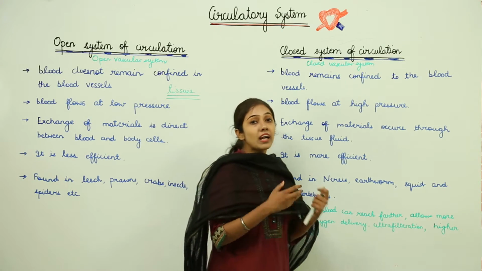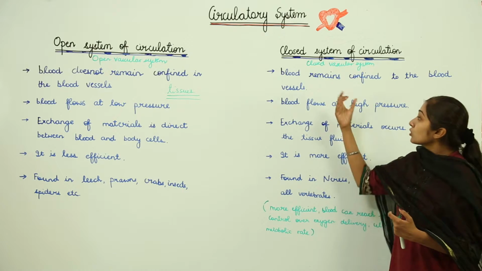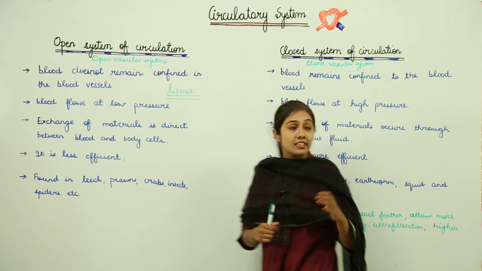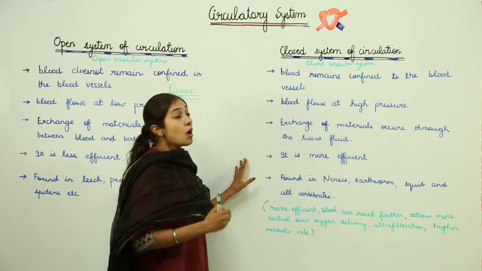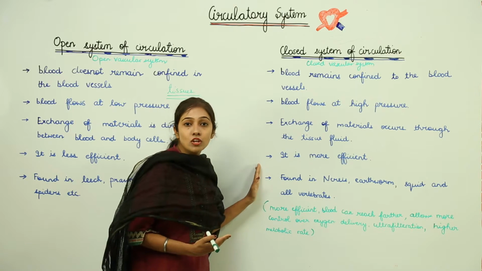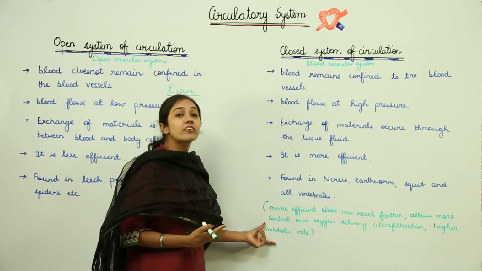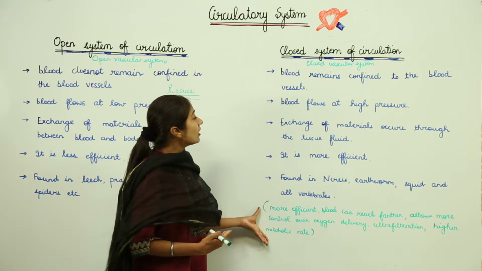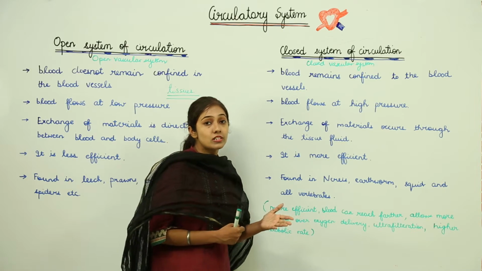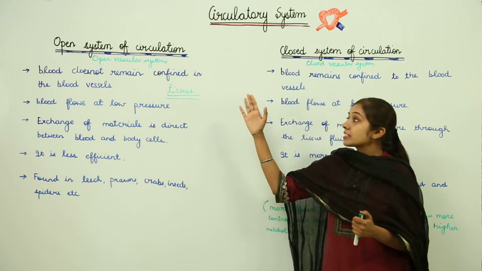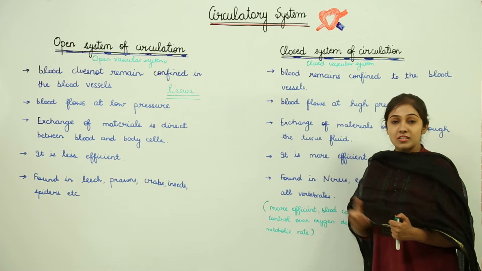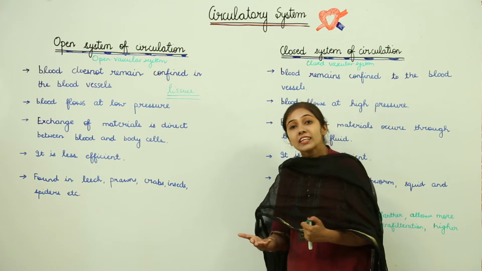Why? Because the blood flows through the blood vessels, and these blood vessels can lead to more division of labor. When there is more division of labor, definitely the metabolic rate is going to be high. So, overall, these are the advantages of the closed system of circulation, the closed vascular system, over the open system of circulation. This closed vascular system is found in higher or complex organisms.